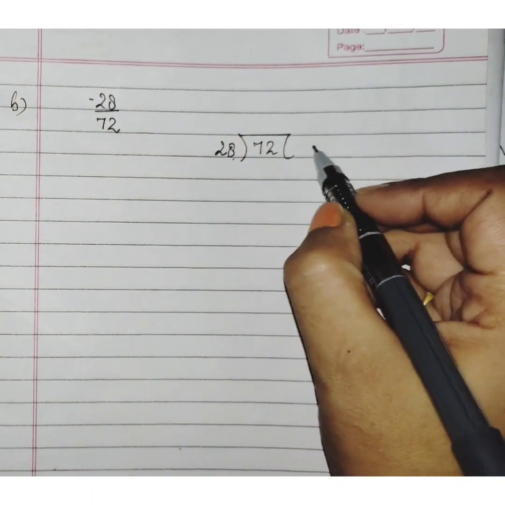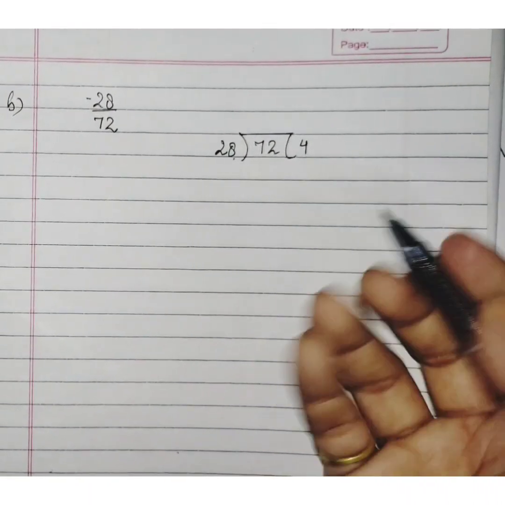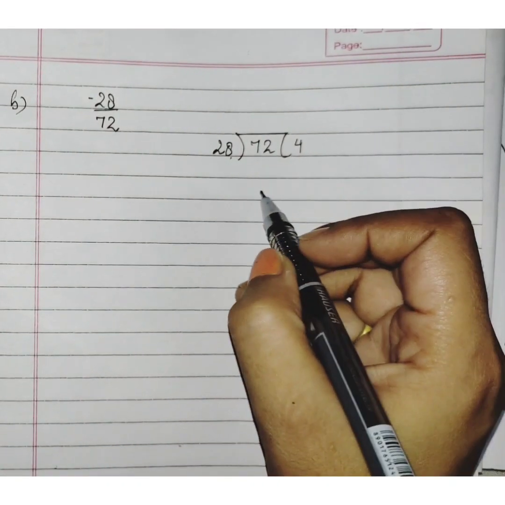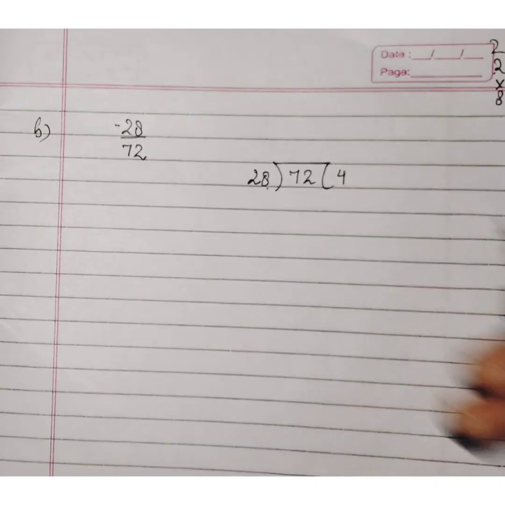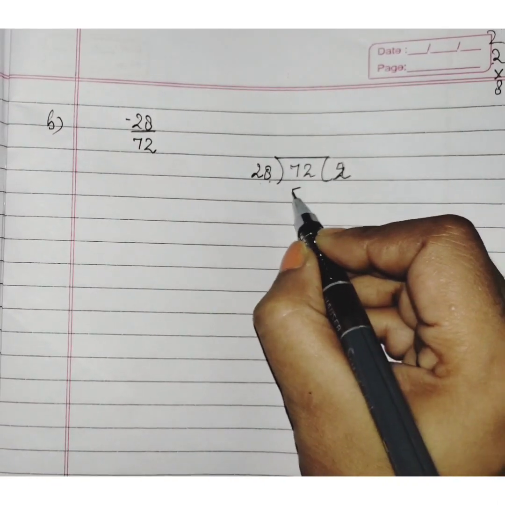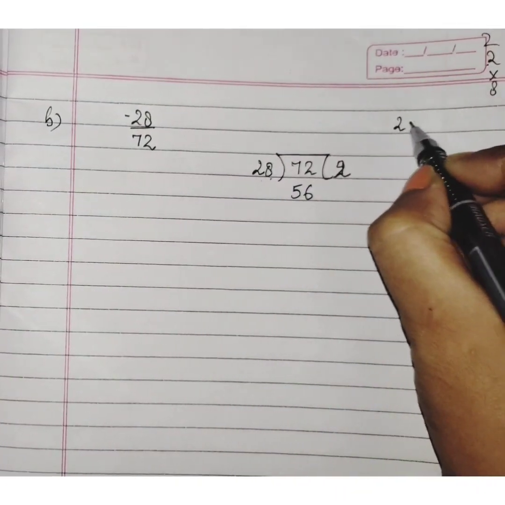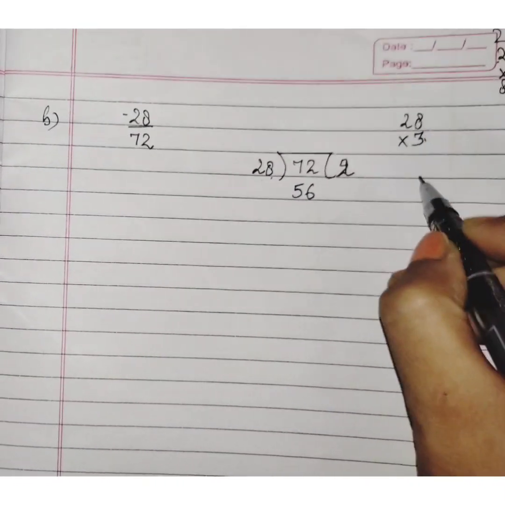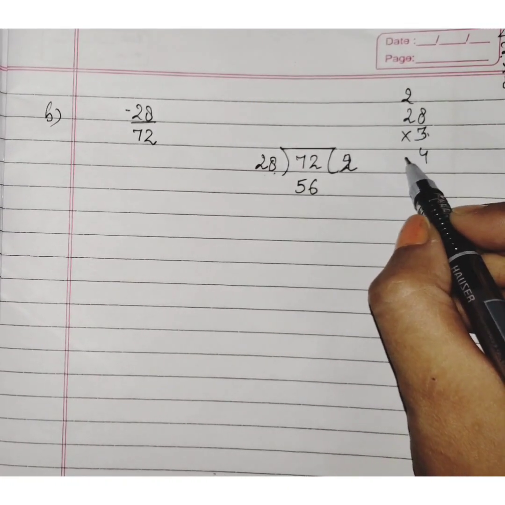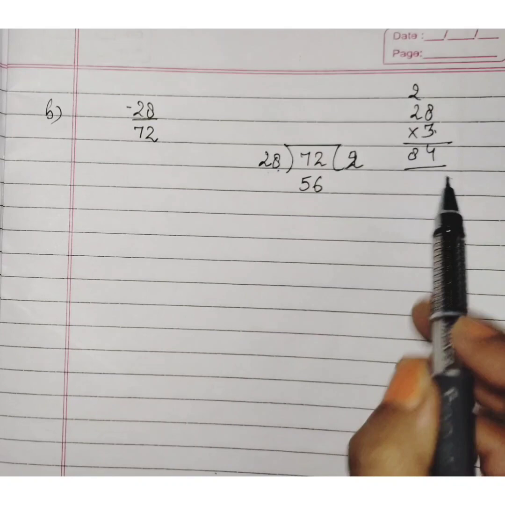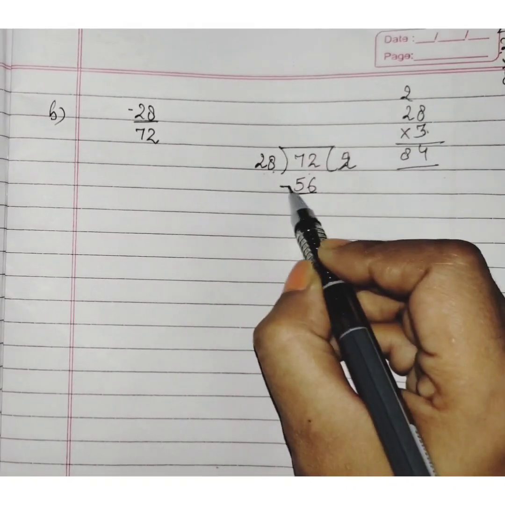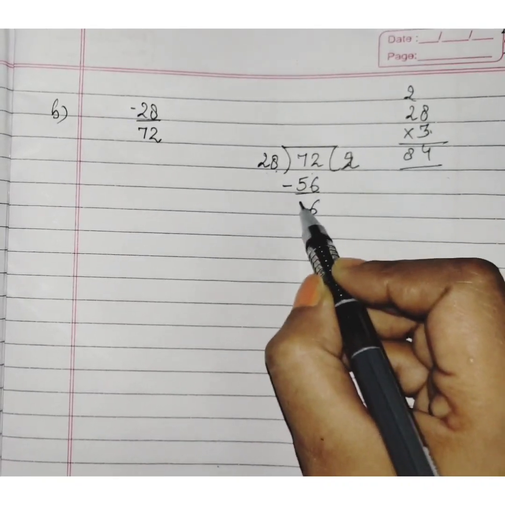We can take, I think, 4 times. 28 fours are, what will you get? No. So here you will take 28 twos are 56. Because if we take 28 three times, 3 8s are 24, 3 2s are 6, 7 8s are 84, and 84 is greater than 72. So we will take 2 times, and then now you have to subtract, 6 and 1, 16.